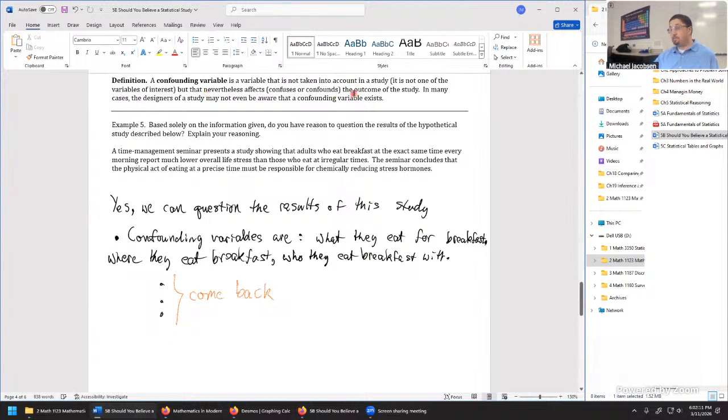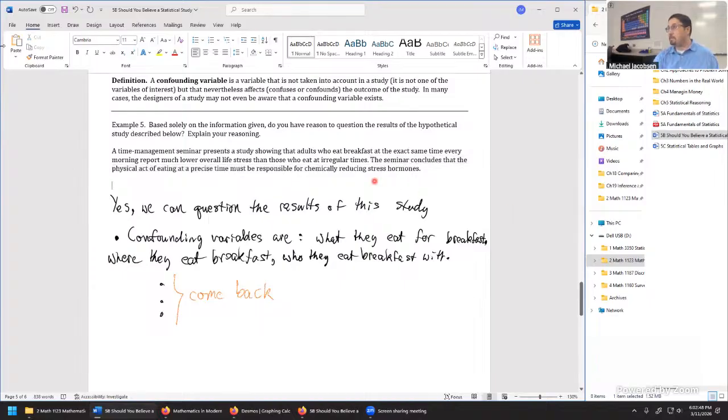So in this particular problem down below, this was based on a time management seminar that presents a study showing that adults who eat breakfast at the same time every single morning report much lower overall life stress than those who eat at irregular times. Looks like the problem is about life stress, and we're told the seminar concludes that the physical act of eating at a precise time must be responsible for chemically reducing stress hormones.